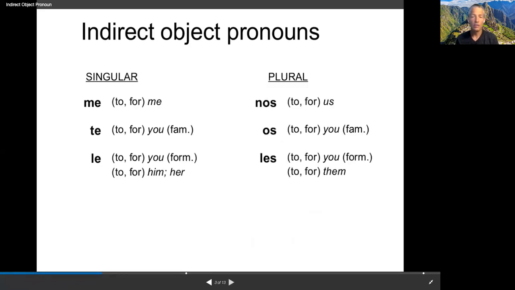Here's your list of indirect object pronouns. Me, which means to or for me. Te, to or for you in the familiar. Le, to or for him or her, or to or for you in the formal. Nos, to or for us. In Spain, os means to or for you in the familiar plural. And les means to or for them, or to or for you in the plural in Latin America, or in the formal plural in Spain.